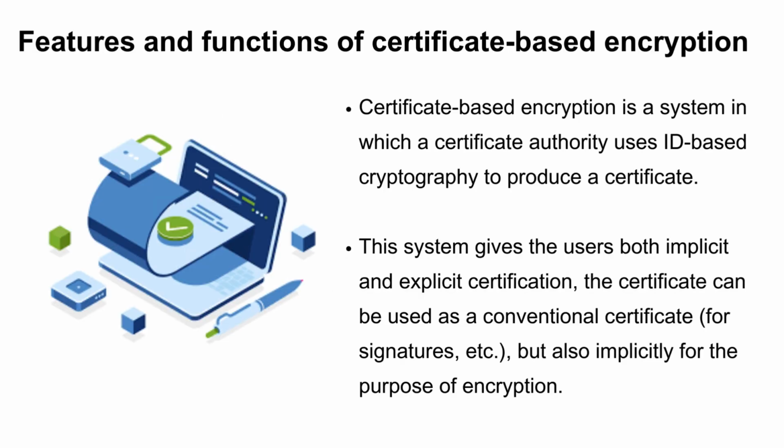Now, let's move on to section 13.5.3, where we talk about certificate based encryption. Certificate based encryption is a system in which a certificate authority uses ID based cryptography to produce a certificate. This system gives the users both implicit and explicit certification. The certificate can be used as a conventional certificate for signatures, but also implicitly for the purpose of encryption.